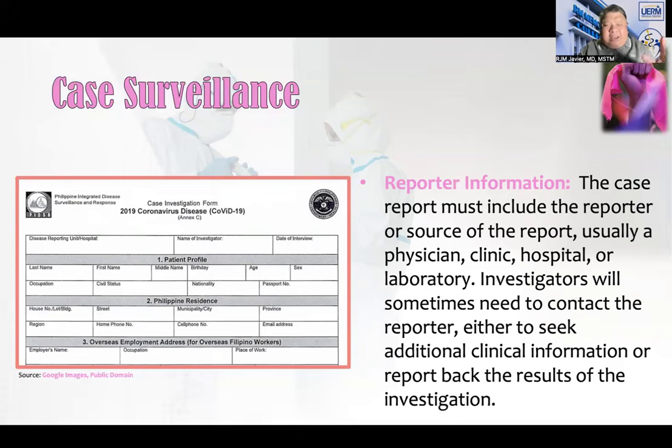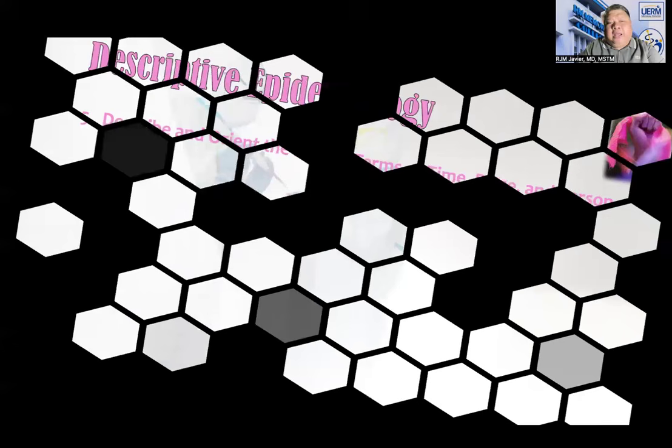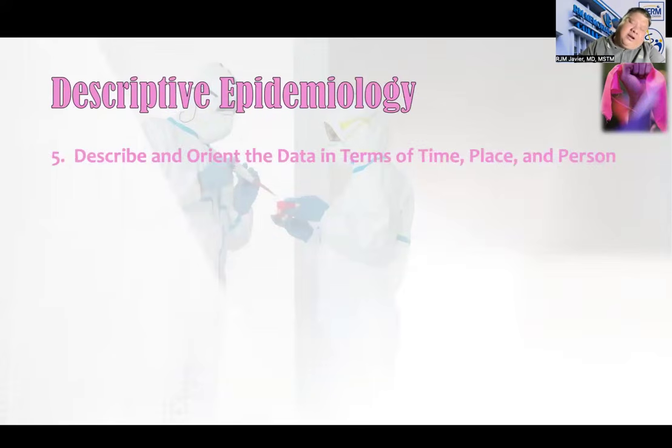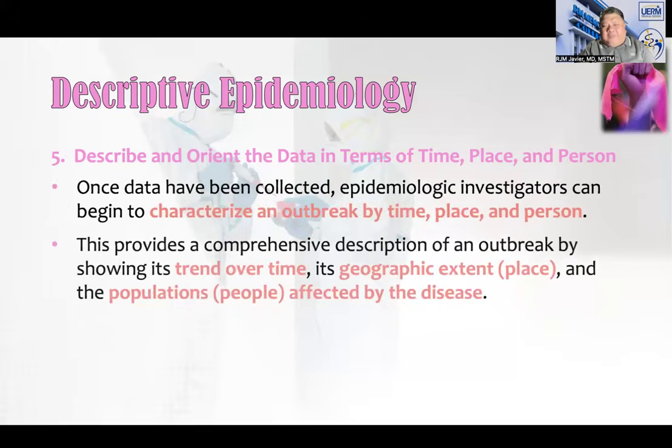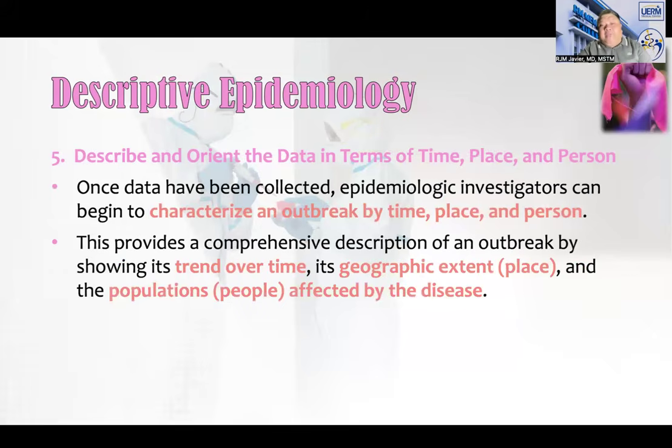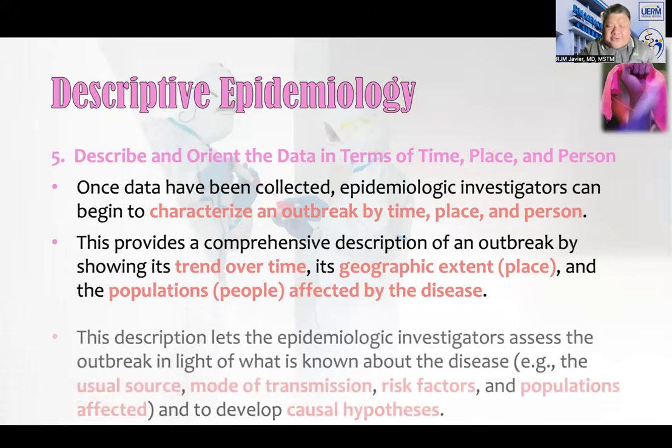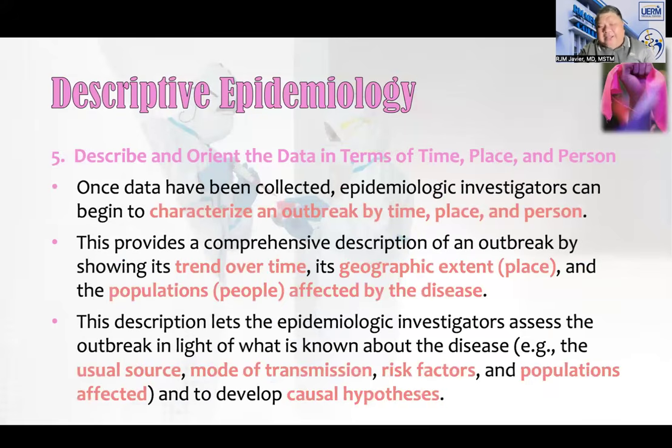So just to give you an idea of what the case surveillance forms would normally look for or report. Now you also describe the outbreak in terms of time, place, and person variable. So again, this is part of your descriptive epidemiology. You characterize the outbreak in terms of these variables. You look at the trend over time. You compare places where people have most probably been exposed, and you look at the population at risk. We also try to identify sources of infection, modes of transmission, recognizable risk factors, and all of these would be utilized to come up with possible hypotheses of causation.